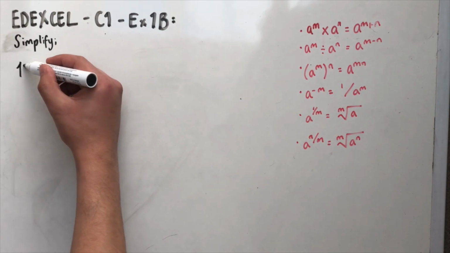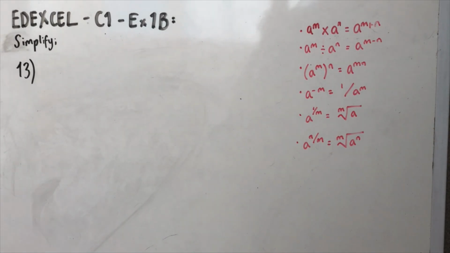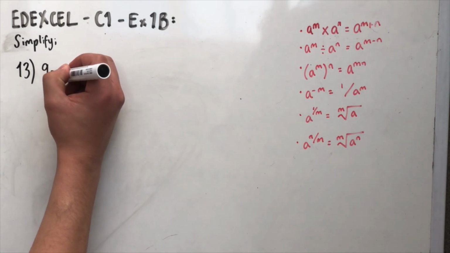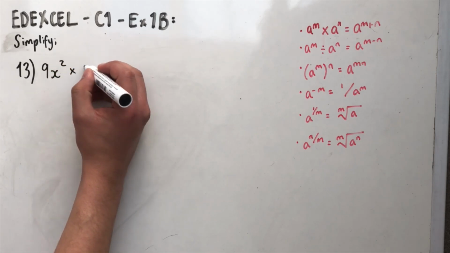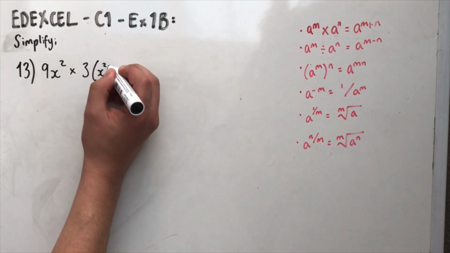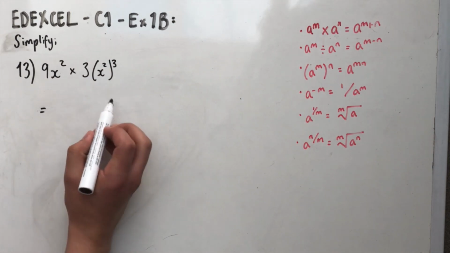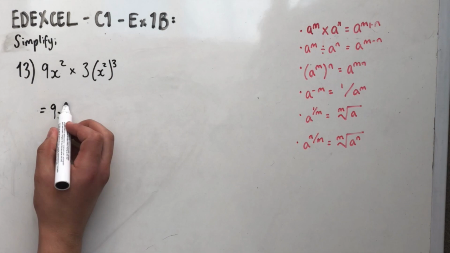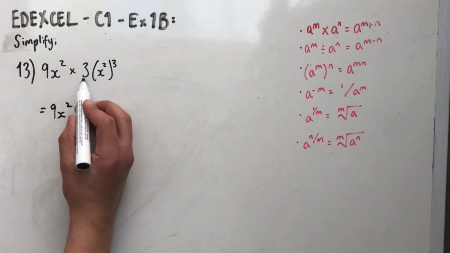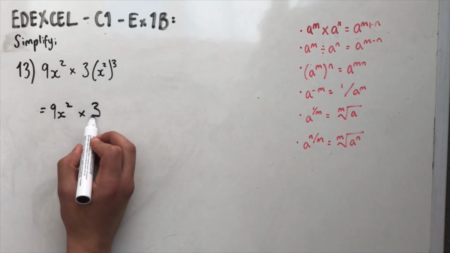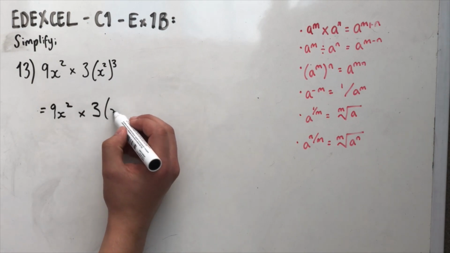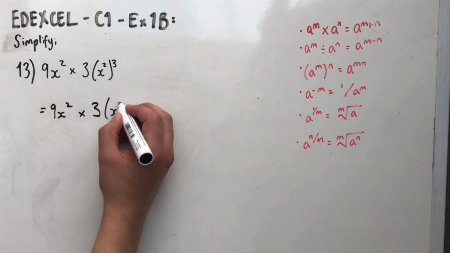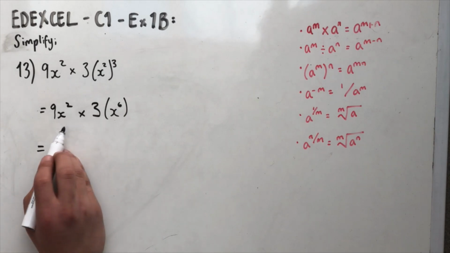Question 13, we have 9x squared times 3, (x squared) all cubed. Now with this one we'll deal with the brackets first because of BODMAS, and we'll use the third rule down of our indices rules. We'll just bring the 9x squared down. Now we deal with the brackets. We have 3, it's outside the brackets so we don't cube it. Now with the x, remember we times the indices together, so it's 2 times 3, which is 6.